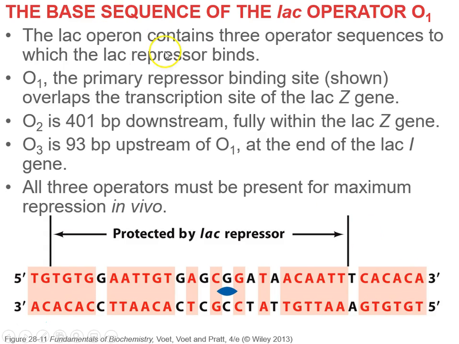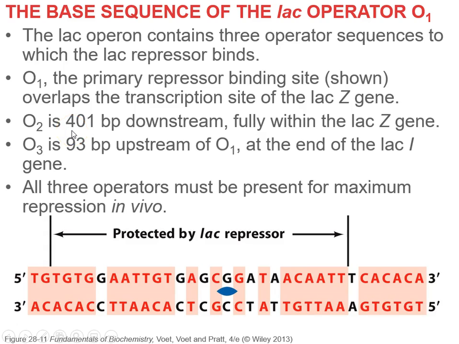So let's look at that operator a little bit more closely. It actually consists of regions called O1, O2, and O3. What was shown in the last diagrams was actually O1. O1 is the primary repressor binding site, and that's shown in this figure right here. It overlaps the transcription site. So the transcription site is right here where this little blue thing is.